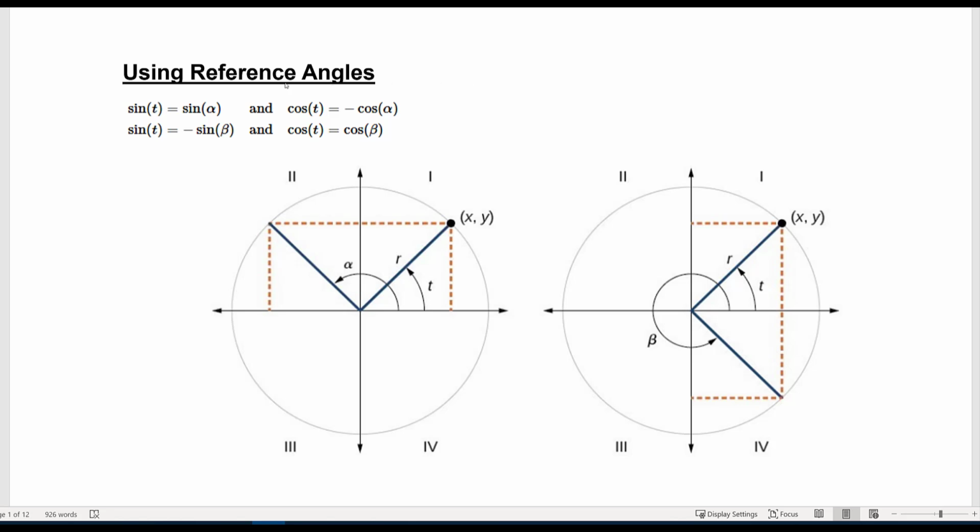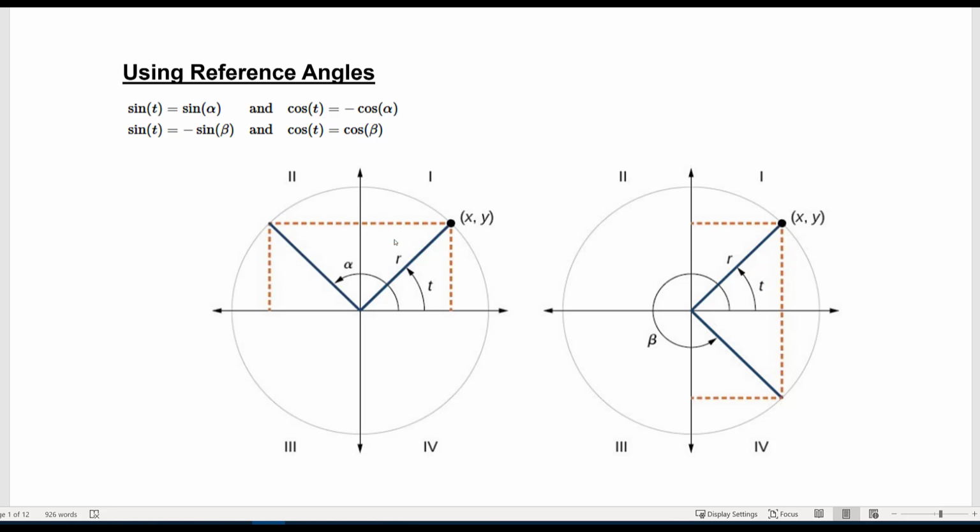Okay, now we're looking at reference angles, and a couple of things I really want to point out. In this first case, notice here's angle t and here's angle alpha. Sine of t will be the same as sine of alpha. Why? Because y is positive in both of these. Sine is positive in the first quadrant and in the second quadrant. Sine is going to produce positive values if the angle is in these two quadrants.